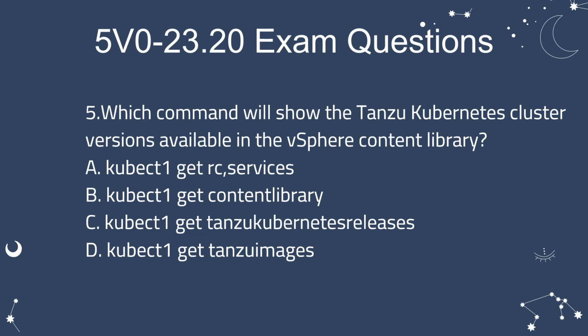5. Which command will show the Tanzu Kubernetes cluster versions available in the vSphere content library? A. kubectl get RC services. B. kubectl get content library. C. kubectl get Tanzu Kubernetes releases. D. kubectl get Tanzu images.